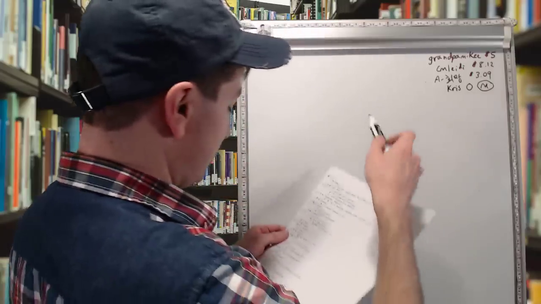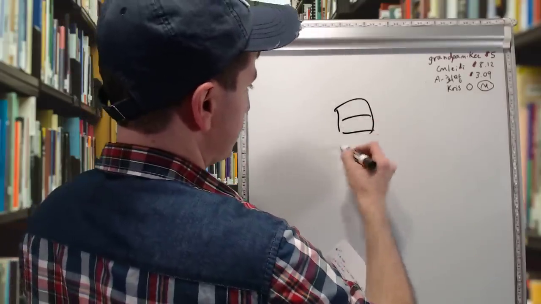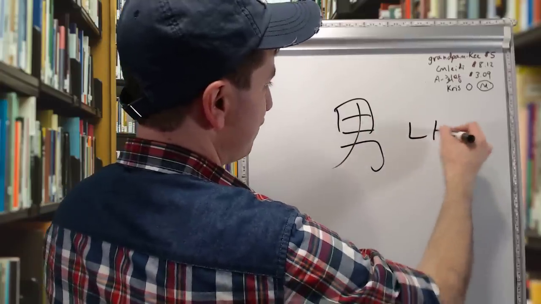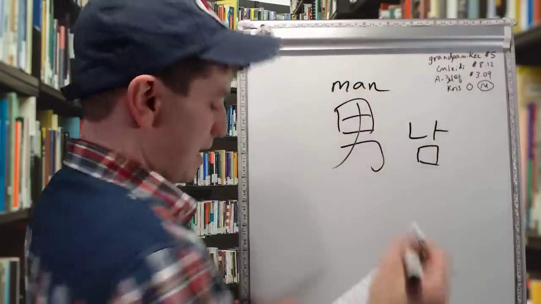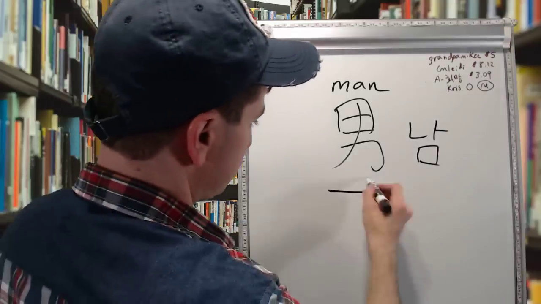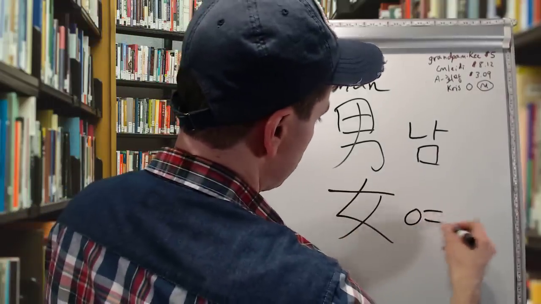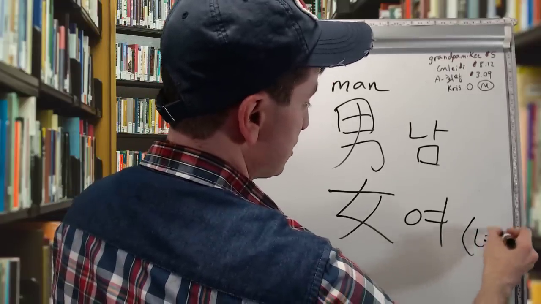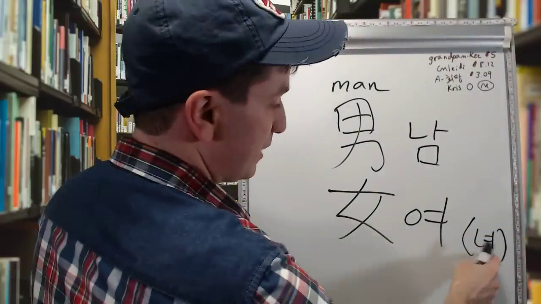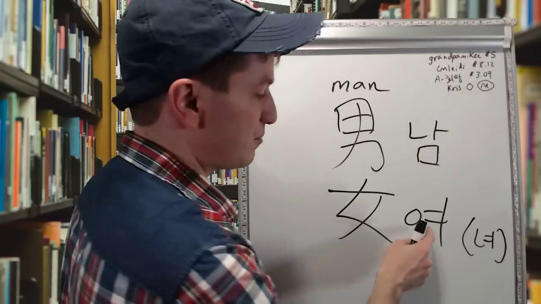Okay, the next one we're gonna learn is a really simple one. This is nam. And nam means man. And this one is yo, or it could be nyo, depending on how it comes in the word. Sometimes nyo, especially if it doesn't come at the beginning of the word. At the beginning of the word, it just becomes yo.